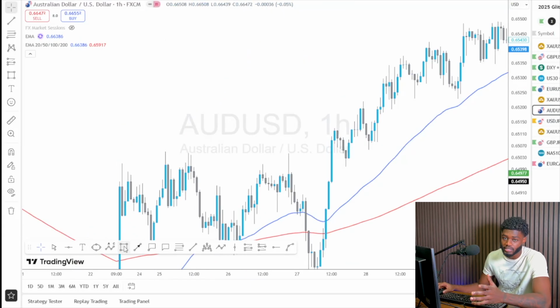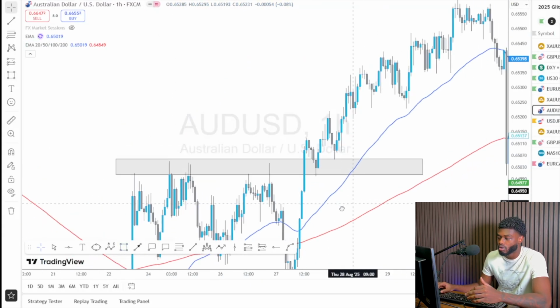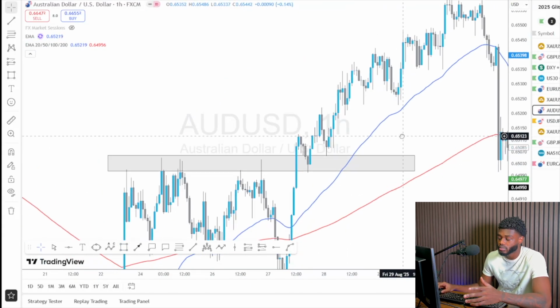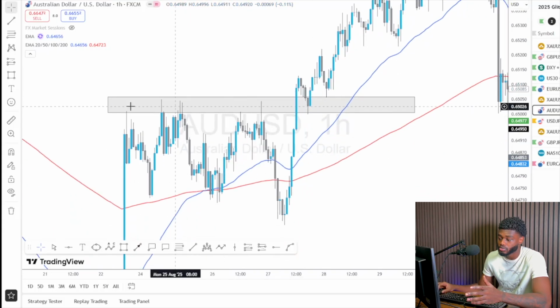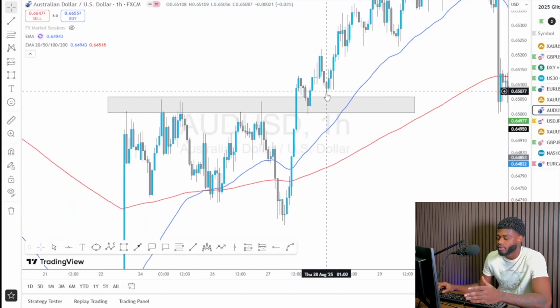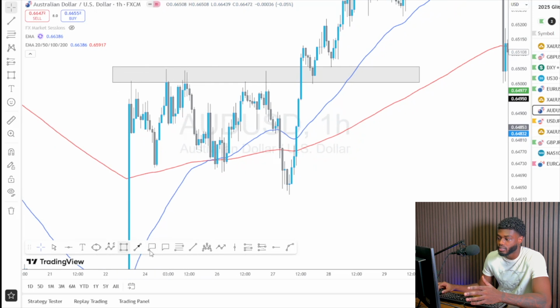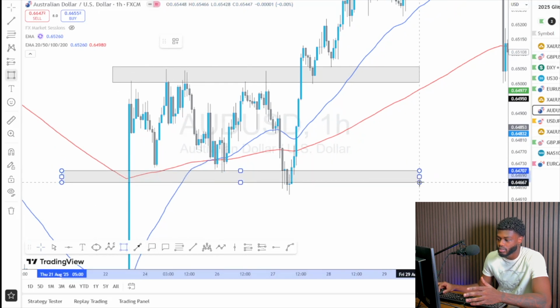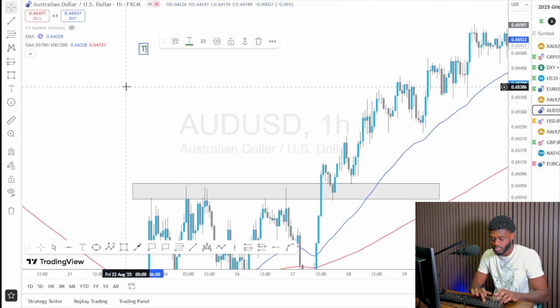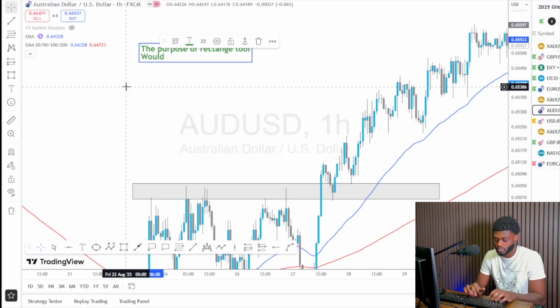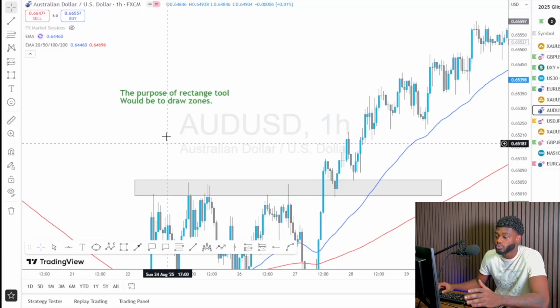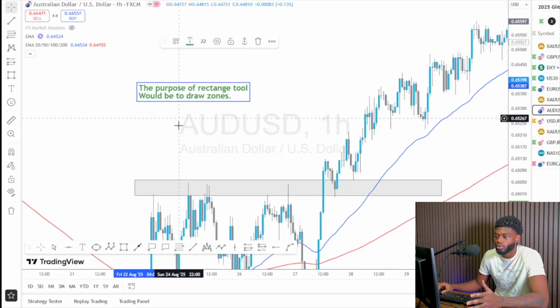So let's say we're in current price action, right? What we would do with our rectangle is use this tool to draw over our support or resistance zones, right? As you can see right here, we have some interactions at this key level, and we also have some right here. Let's draw that out. Boom. The purpose of the rectangle tool would be to draw zones. So this will be the purpose of your rectangle tool.